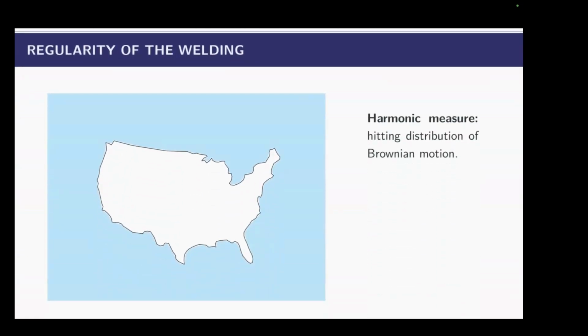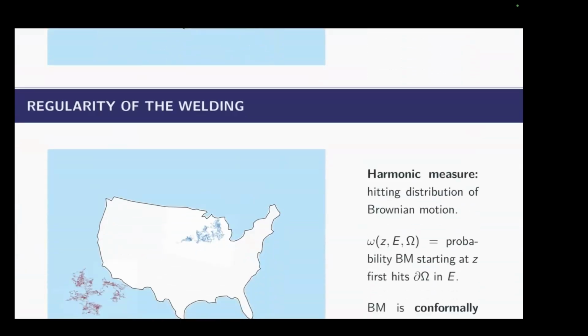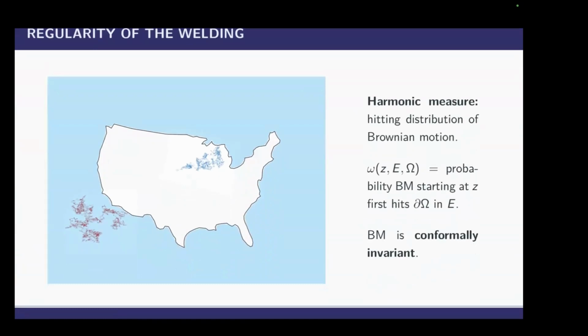Okay, and to do that, let me first start by talking about the regularity of the welding. And to do so, we will need to talk about harmonic measure, which is the hitting distribution of Brownian motion. So this means that you take a random path starting at some point, and you find the probability that it hits the boundary on a certain place. And here we would have an arc on the boundary, and we would measure the probability that the Brownian motion that we throw from some point z first hits this set E. And the magic thing about Brownian motion is that it's conformally invariant.